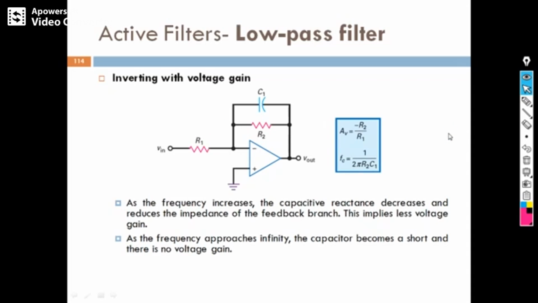Moving on to the next one. Inverting with voltage gain. The last one we saw was non-inverting. Now this time it is inverting with voltage gain. This is also a low pass filter only, and you have to remember here this is the gain, and cutoff frequency is designed like this. The gain AV is equal to minus R2 by R1.